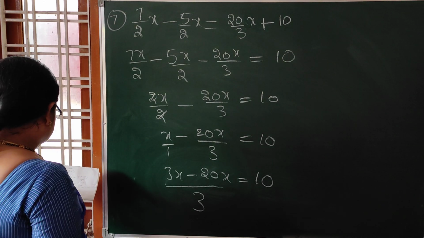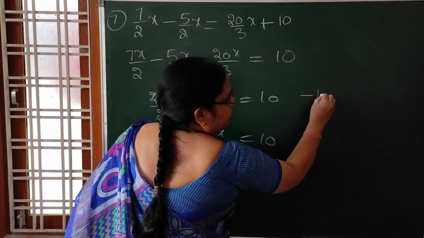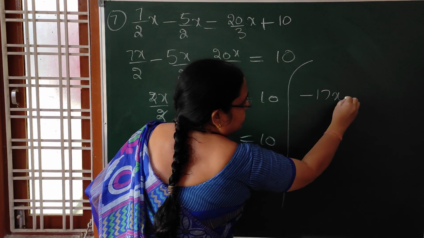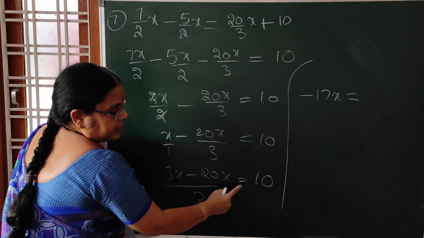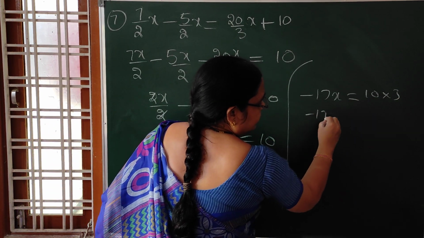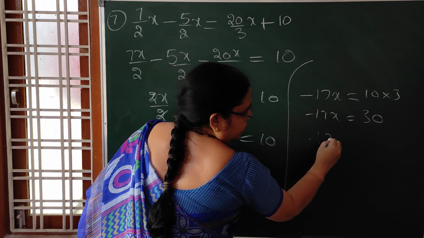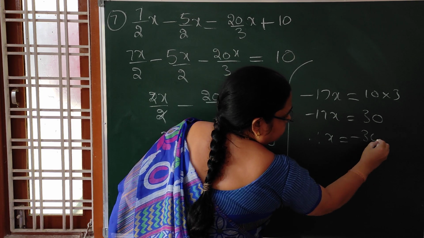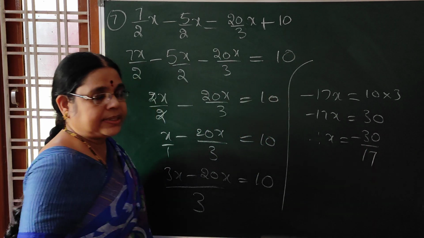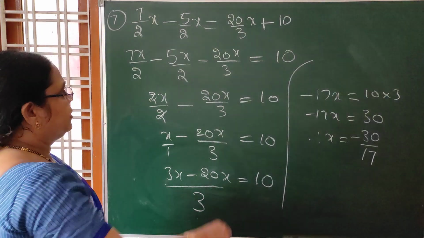3x minus 20x is how much? Minus 17x is equal to 10, and this 3 is divided, going to the other side, into 10 into 3. So minus 17x is equal to 10 3s are 30. Therefore x is equal to minus 30 by 17.